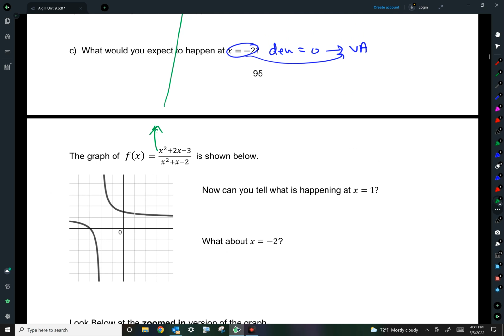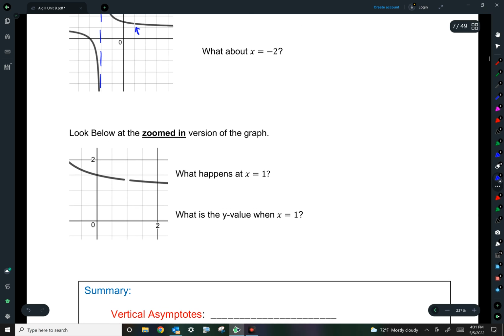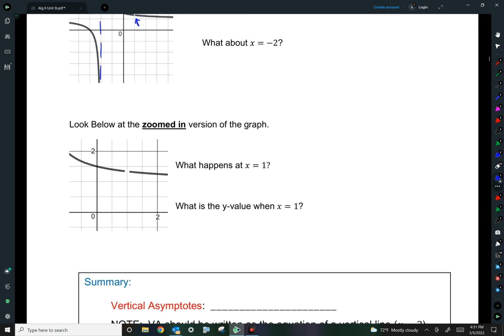So can you tell what's happening at 1? You can barely tell what's happening at 1. You can definitely tell that you have a vertical asymptote at negative 2, right? Very obviously a vertical asymptote at negative 2. But it's kind of hard to tell what's happening right there. So what if I show you a picture of it zoomed in? If I were to zoom in on that spot, what you can actually see is there's this space in the graph. That's what we mean when we say there's a hole in the graph.